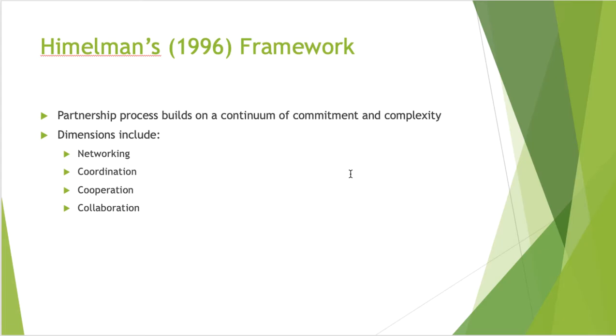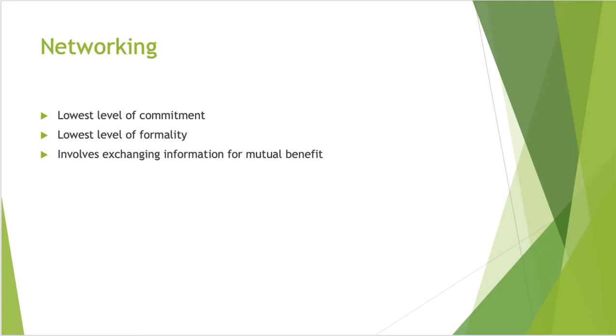Anyways, so the framework of the book we're going to talk about was from Himmelman in 1996. And he says that the partnership process builds on a continuum of commitment and complexity. So this is that idea of commitment, complexity, and then formality. So the dimensions that he included in his continuum were networking, coordination, cooperation, and collaboration. So this is a lot of C's, apparently. Make sure you can differentiate between coordination, cooperation, and collaboration, which I'm going to talk about in a minute. But everything starts with a C for some reason here.